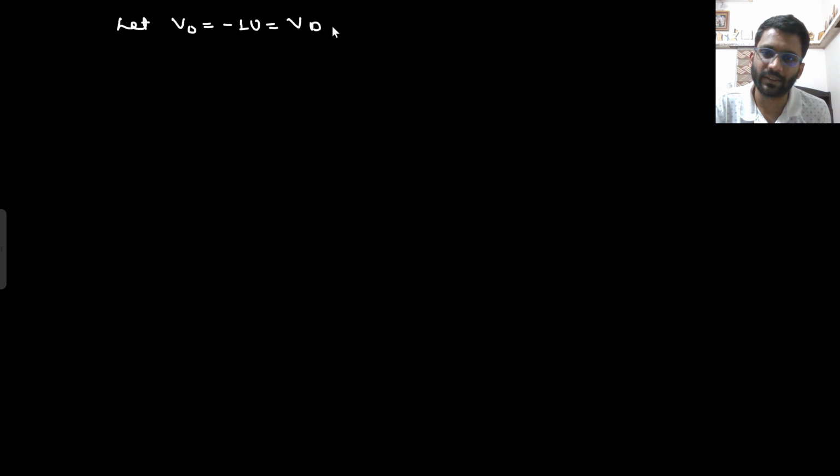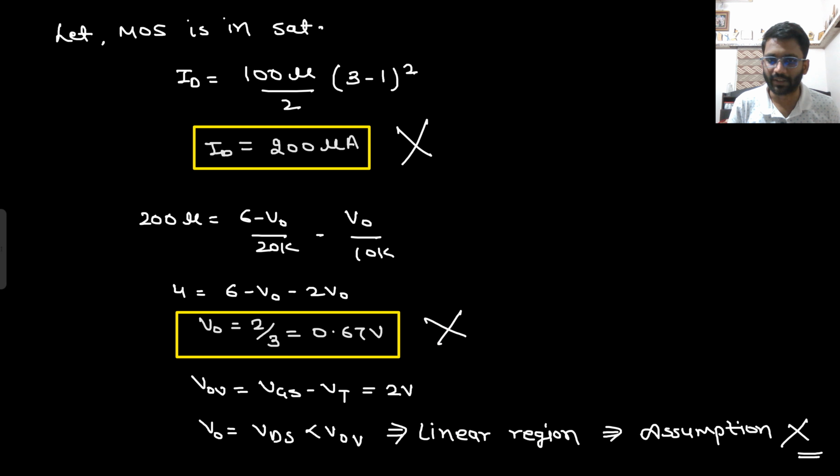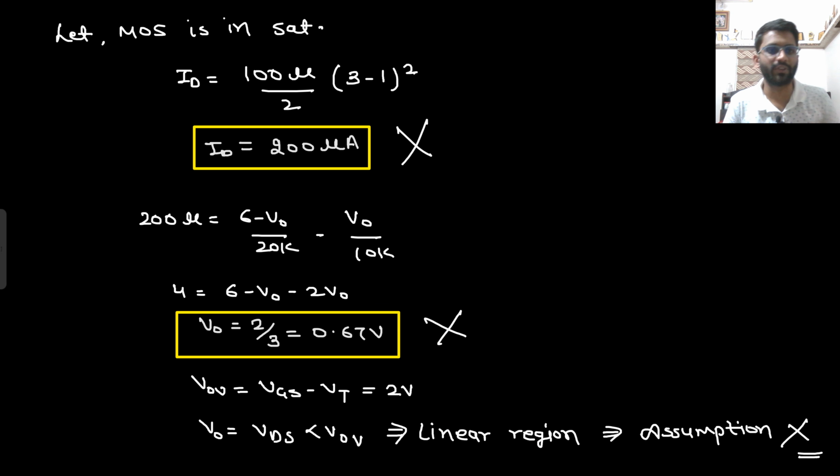What I will write down? Let V naught be minus 1 volt, that is equal to VDS. That means the MOS goes into cutoff. For now, let's assume that cutoff is a possibility because we have not checked that it cannot be one of the possibilities. Here we eradicated the possibility of being in the saturation region in these kinds of questions, because we have already checked that it cannot be in saturation region.